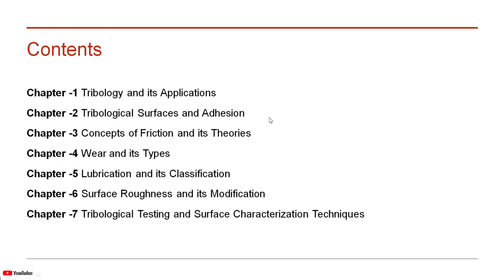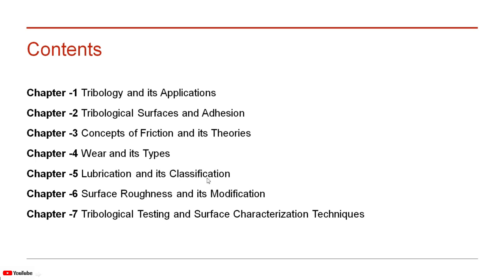In chapter 3, the concepts of friction and its theories. In this chapter, we deal mainly with the theories of friction and how the materials and their properties change due to friction. And chapter 4 deals mainly with wear and its types. In this chapter, we explain the different wear mechanisms and their causes, their surface deterioration process, etc. And chapter 5 deals mainly with lubrication and its classification. Here we cover the classical principles of lubrication, how it helps in preventing friction and wear, and it also explores lots of lubricants and their mechanisms.